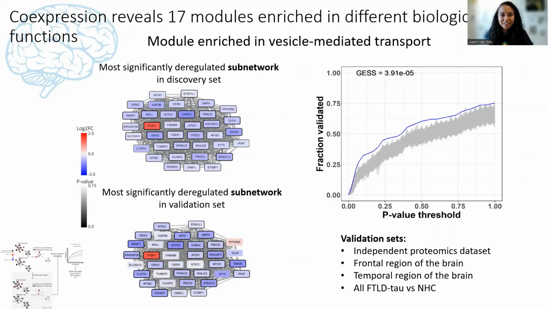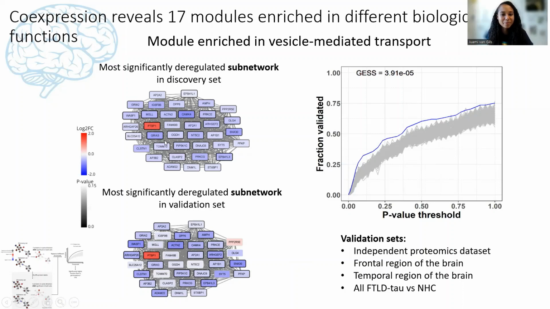And so we found a validation set of an independent cohort where they looked at the difference in protein expression of tau and control of patients, both in the frontal and the temporal region of the brain. And so you have two samples per patient. And so effectively, we actually have two validation sets.